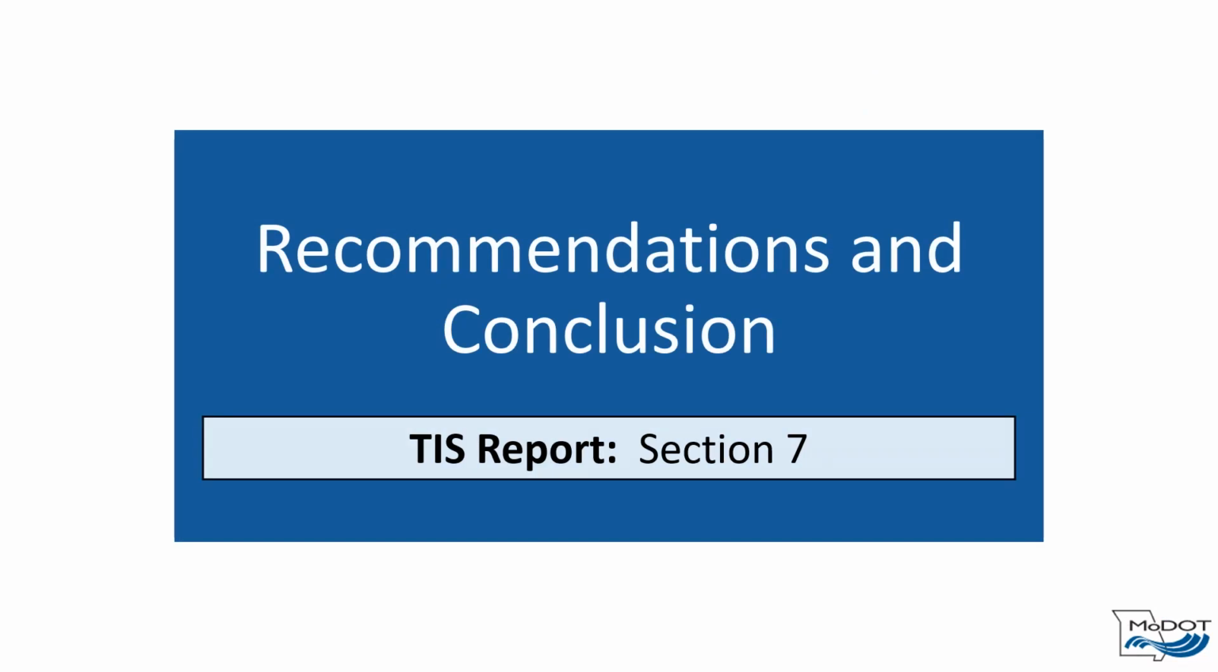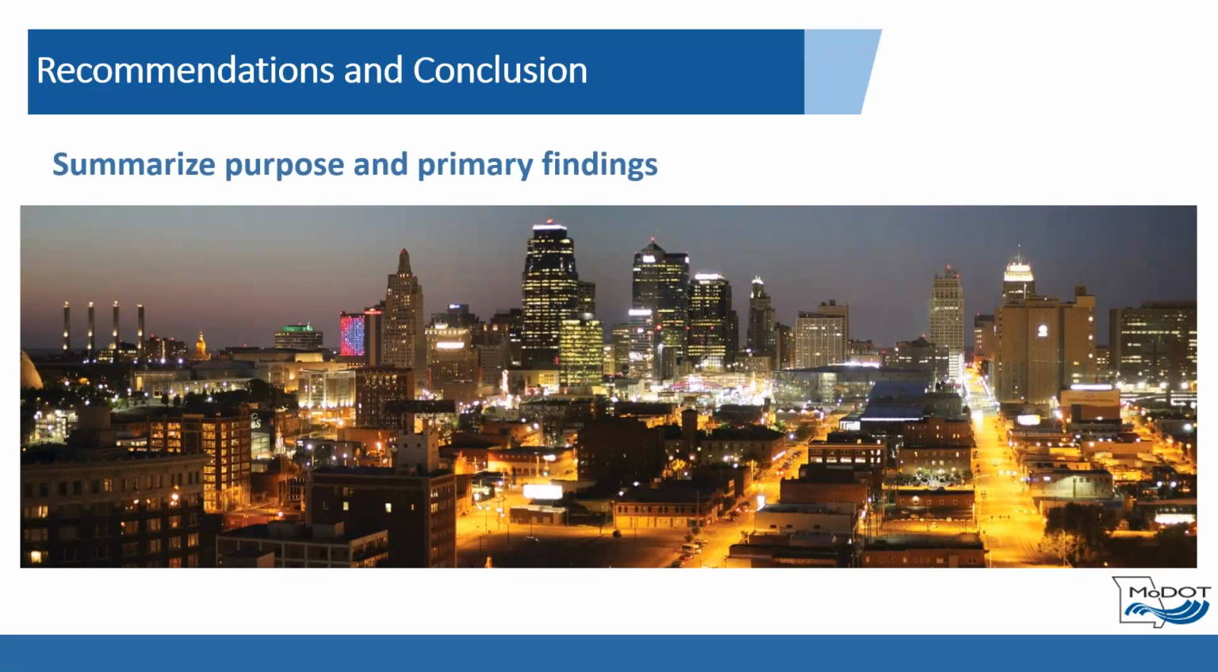TIS Report Section 7 provides the recommendations and conclusion of the report. This section should be used to summarize the purpose and primary findings of the traffic impact study.